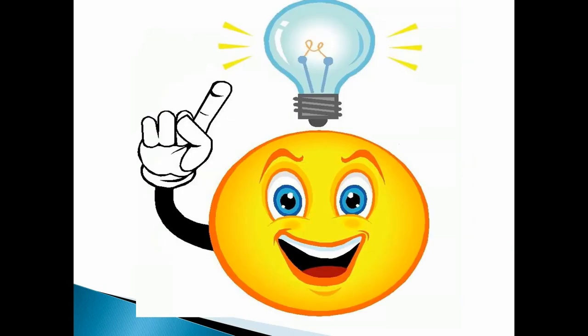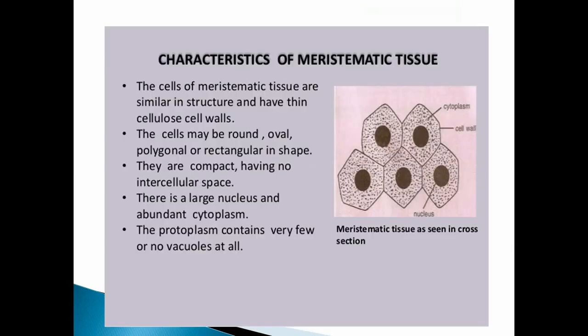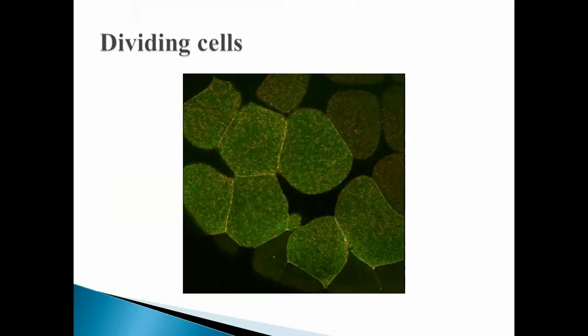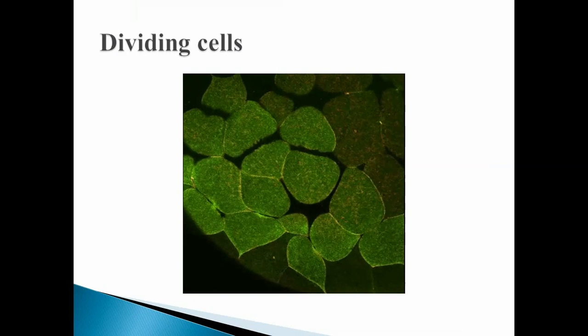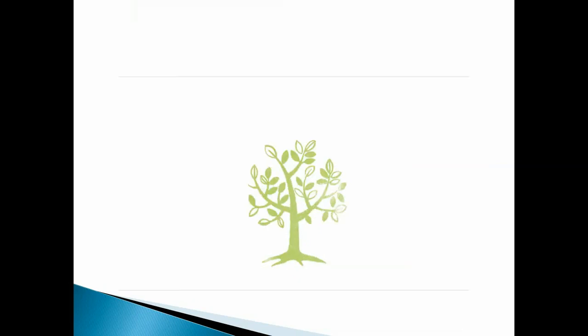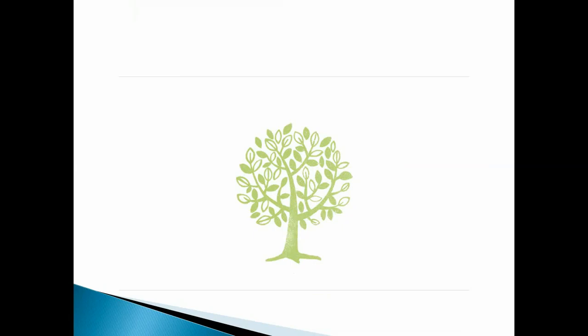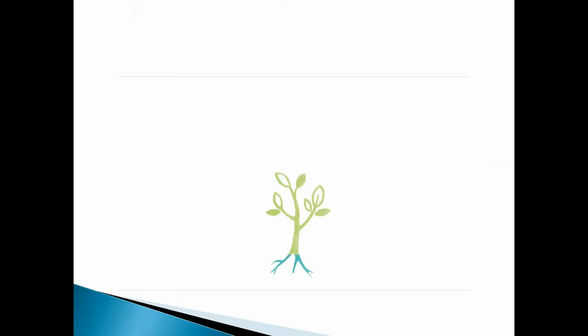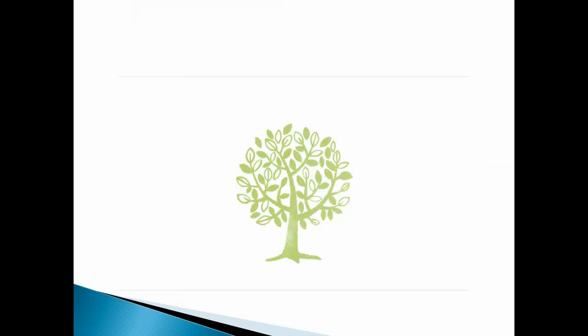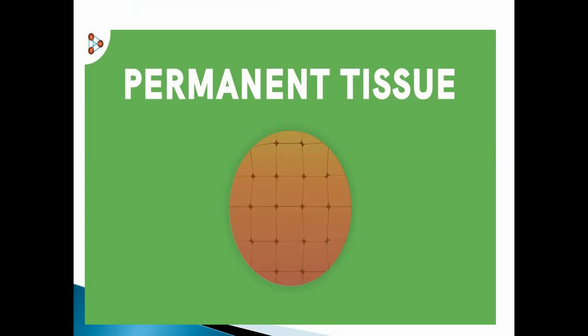Yes, we studied about meristematic tissue, the tissue that helps the plant to grow in height and in width. The cells of meristematic tissue actively divide and thus help the plant to grow in height and in width. Meristematic tissue helps the plant to grow in the shoot as well as the root. Now we will study about permanent tissue.